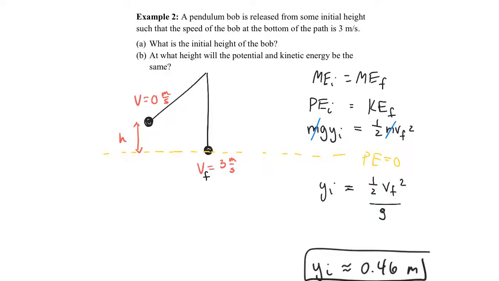In example 2, the second part says, at what height will the potential and kinetic energy be the same? It's a great question. If I start with 10 joules of energy, and they're the same, what will they each be? 5. Right, 5. So I have to lose half my height to get my potential energy to be half. So the answer is the halfway point. So in this problem, at what height? The answer is 0.23 meters.